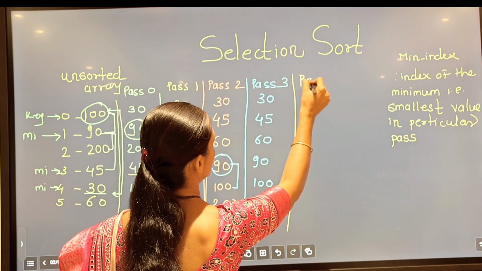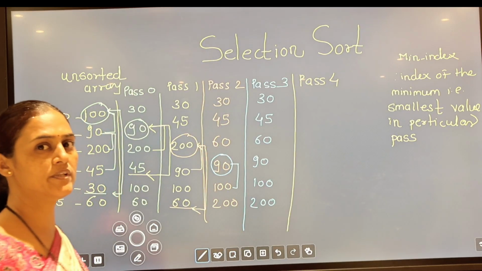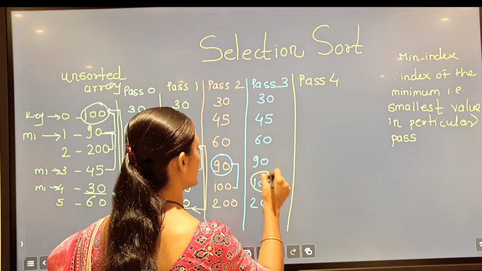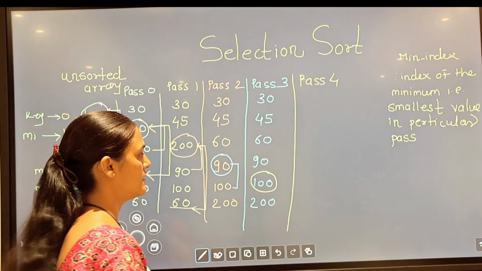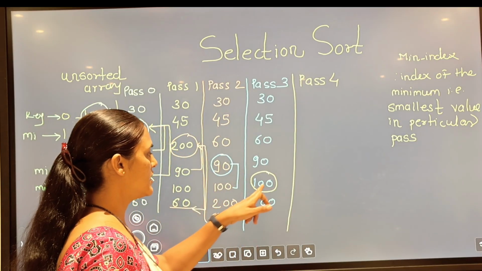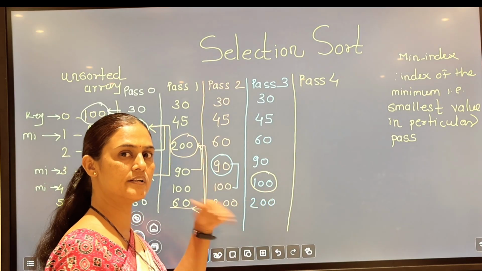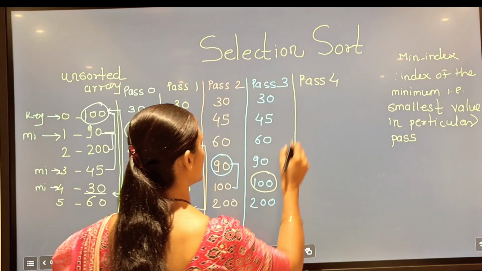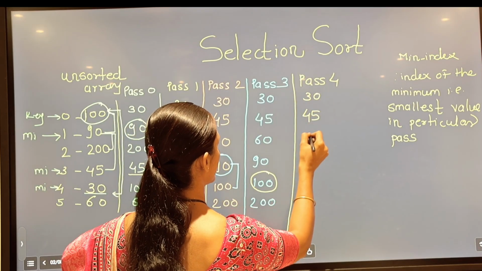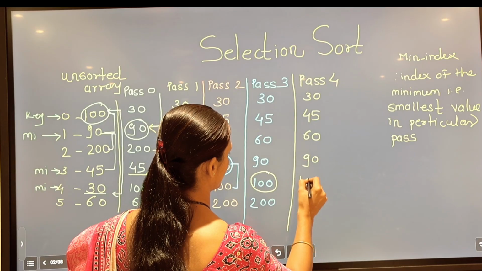So next is pass 4. During pass 4 our next key value is the second last value, that is 100. Again compare 100 with the next minimum index, that is 5, the fifth value. Compare 100 with 200. Again 100 is smaller than 200. So no exchange will be performed, and now our data is sorted completely.